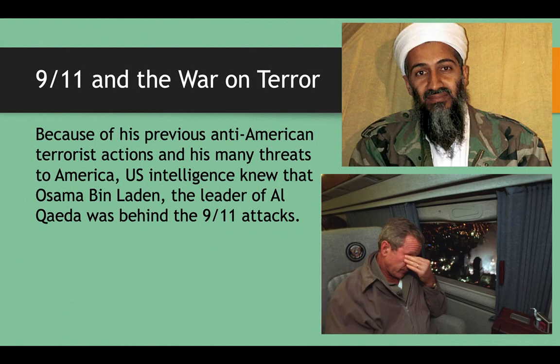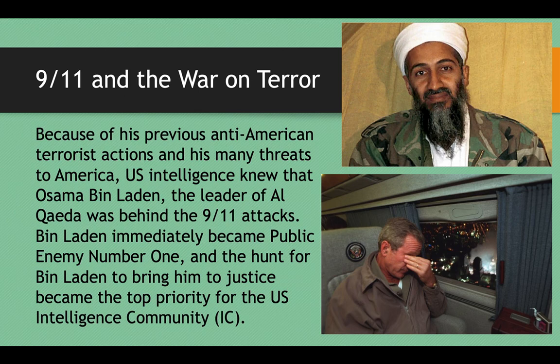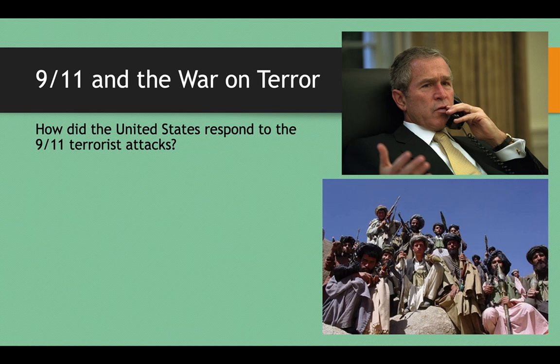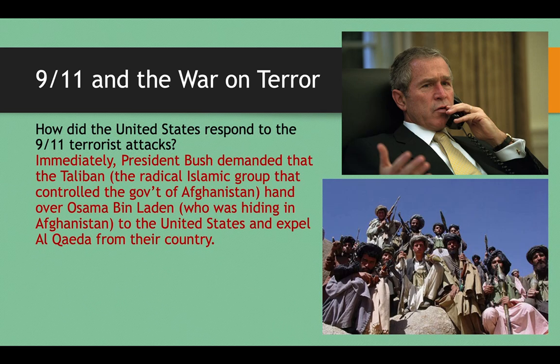Now, because of his previous anti-American terrorist actions and his many threats to America, U.S. intelligence knew that Osama bin Laden was behind this, the leader of al-Qaeda. And because of that, bin Laden immediately became public enemy number one, and the hunt for bin Laden to bring him to justice became the top priority for the U.S. intelligence community. Immediately, President Bush demanded that the Taliban hand over bin Laden.